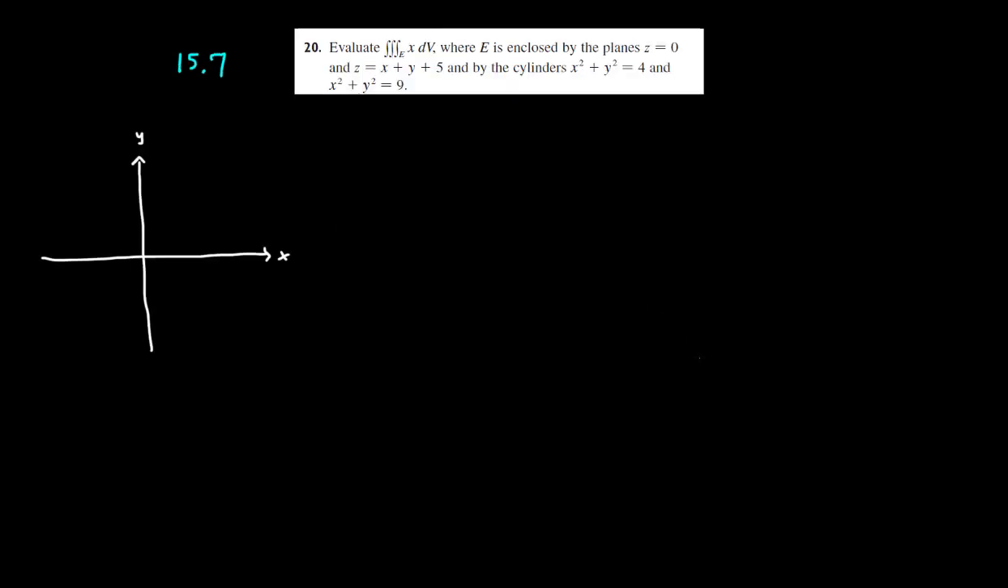Next example, 15.7, number 20. We're going to make a transformation here. I'm going to look at the projection onto the Cartesian plane. We see we have cylinders, 2 different cylinders. One cylinder has a radius of 2.